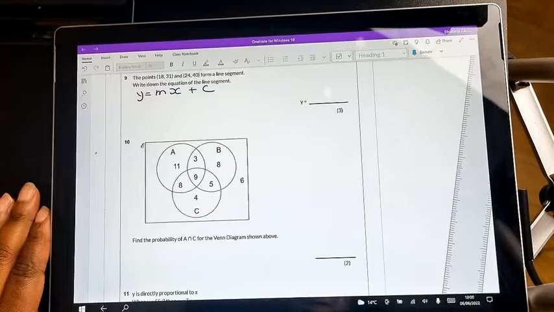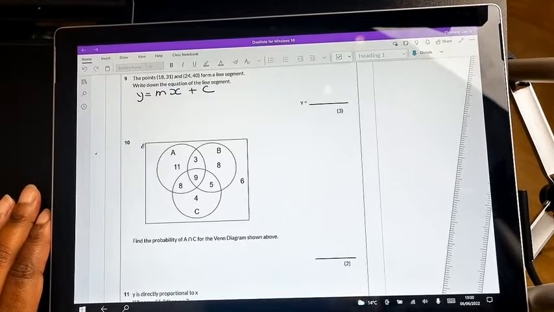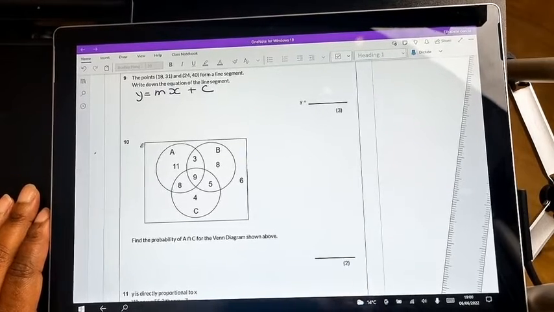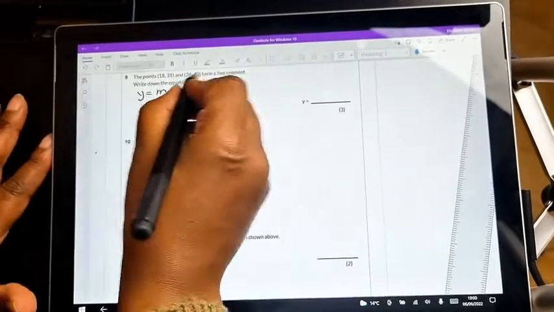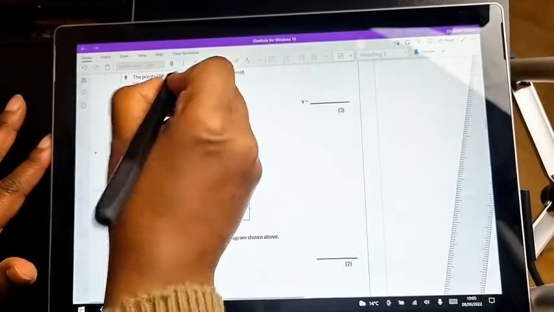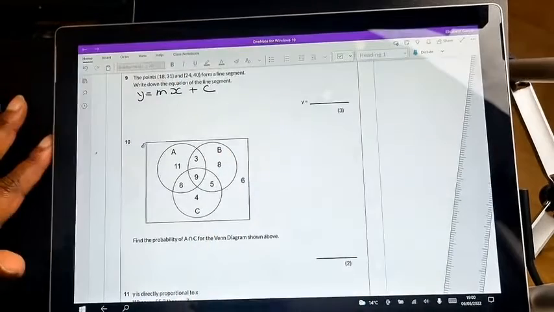So first thing we need to do, for some of you that don't know how to do this, is rise over run. Rise over run. So that means we need to use the information from this side and this side and take away.